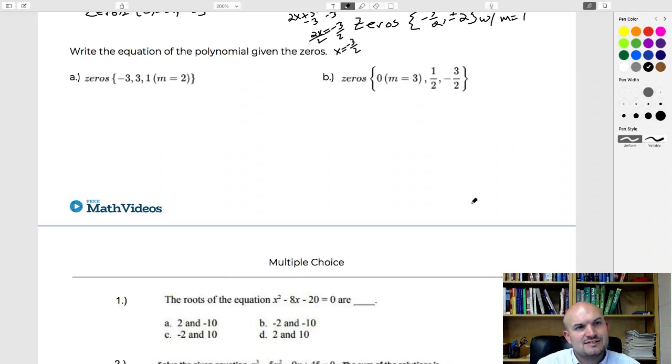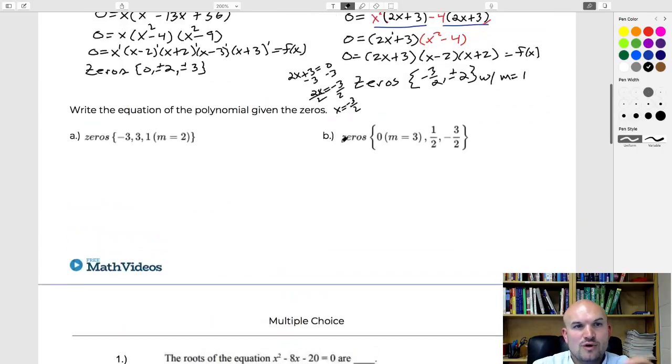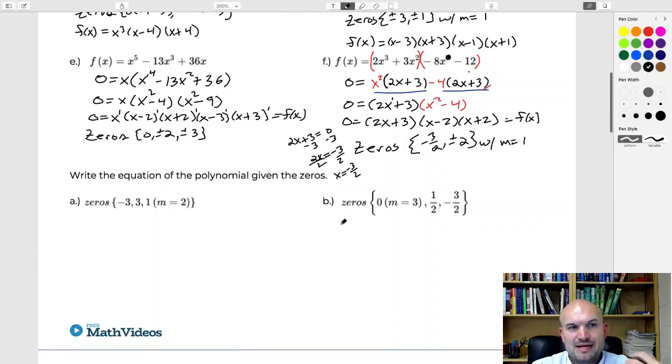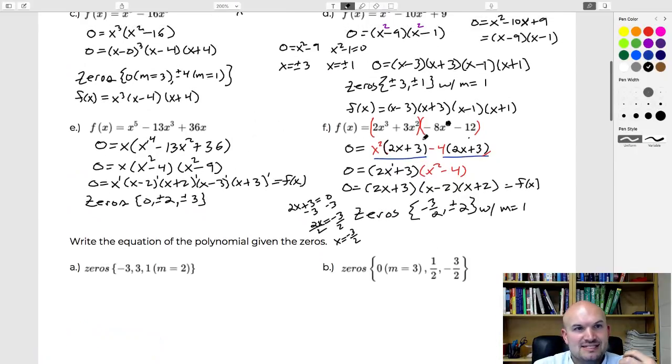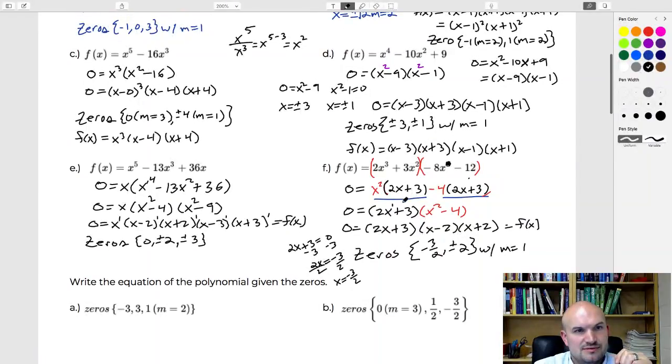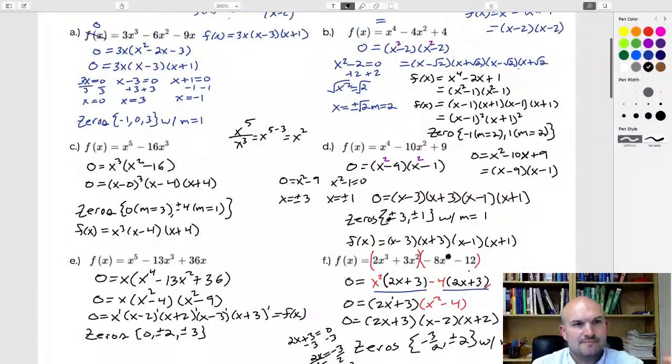So the next one is write the equation of the polynomial given the zeros. So in this example, given the zeros, we're trying to write the equation of the polynomial. And the main important thing I want you to understand is... did I do it from this one? No, for this one. Okay.